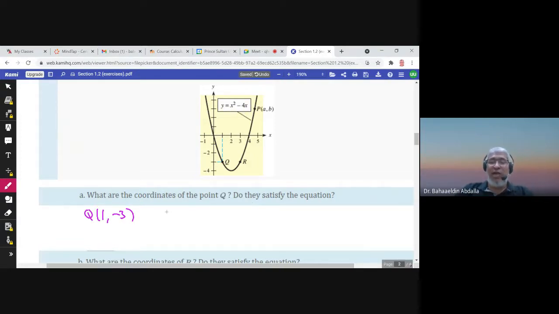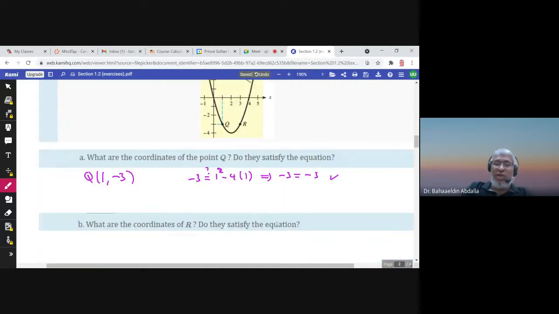Do they satisfy the equation? They must satisfy the equation because Q is a point on the parabola. But let us check. y, which is negative 3, should equal x squared minus 4x. x is 1. So 1 squared minus 4 times 1, which means negative 3 equals 1 minus 4, which is negative 3. So yes, it satisfies the equation. Negative 3 equals negative 3.